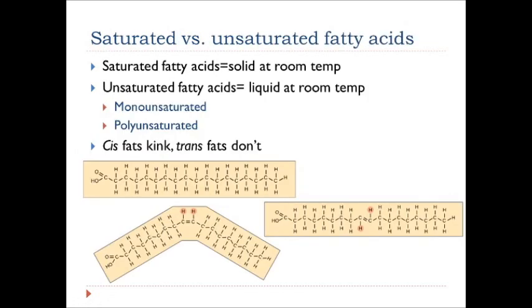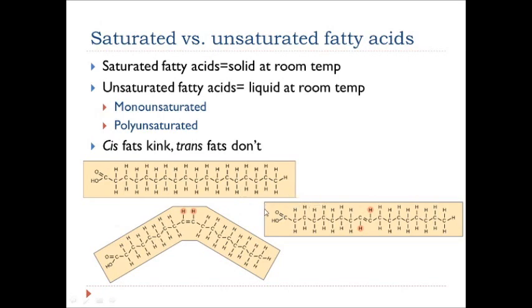Saturated fatty acids tend to be solid at room temperature. A good example is butter. Butter is a saturated fatty acid. Unsaturated fatty acids tend to be liquid at room temperature. Think of your cooking oils. Those tend to be mono- or polyunsaturated fatty acids. Coconut oil is another example of saturated.